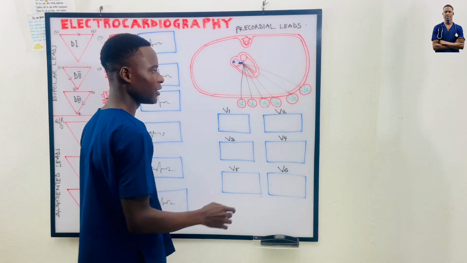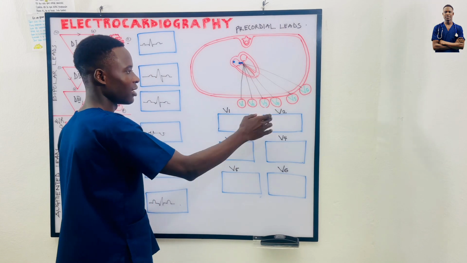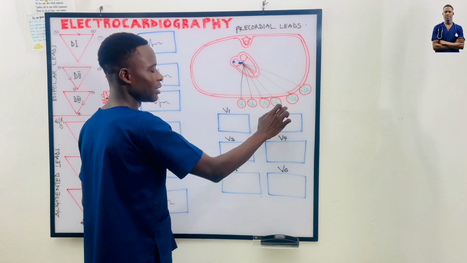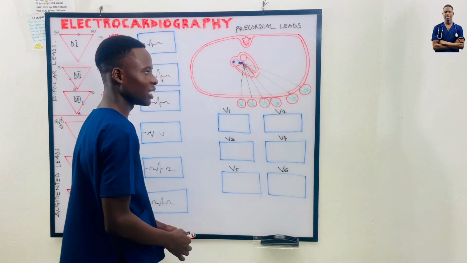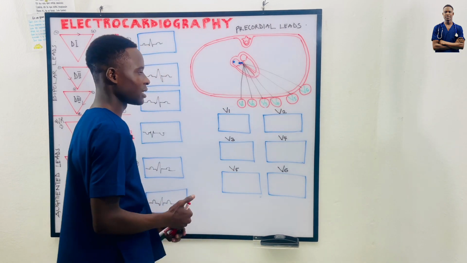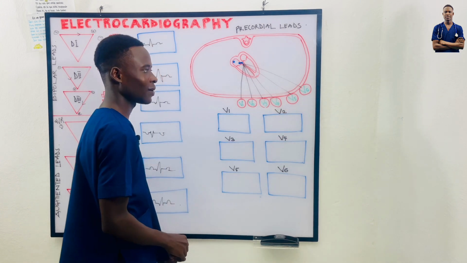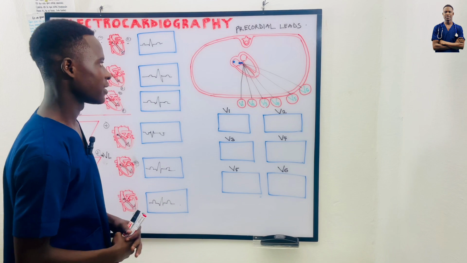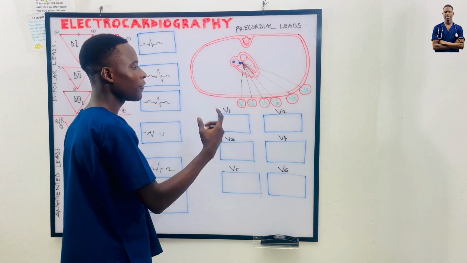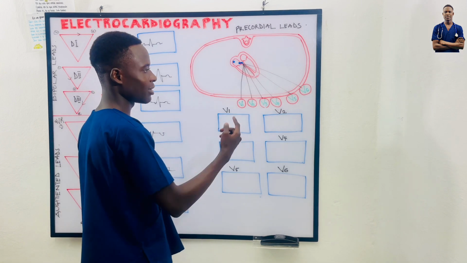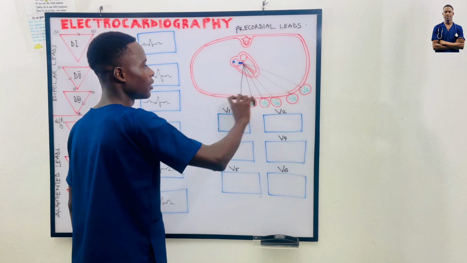And then we have our V5, which is located at the anterior axillary line at the same place, which is the fifth intercostal space. We get our V6, which is located at the mid-axillary line, and it's the same place as the V4 and the V5, which is the fifth intercostal space. Now, they are also unipolar electrodes. They have only one electrode. They are positive electrodes, so the heart will actually generate the negative electrode for this.